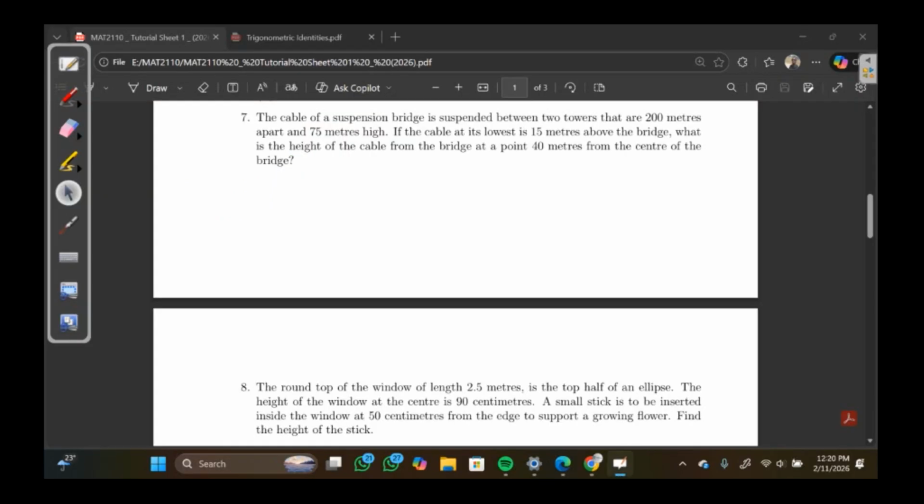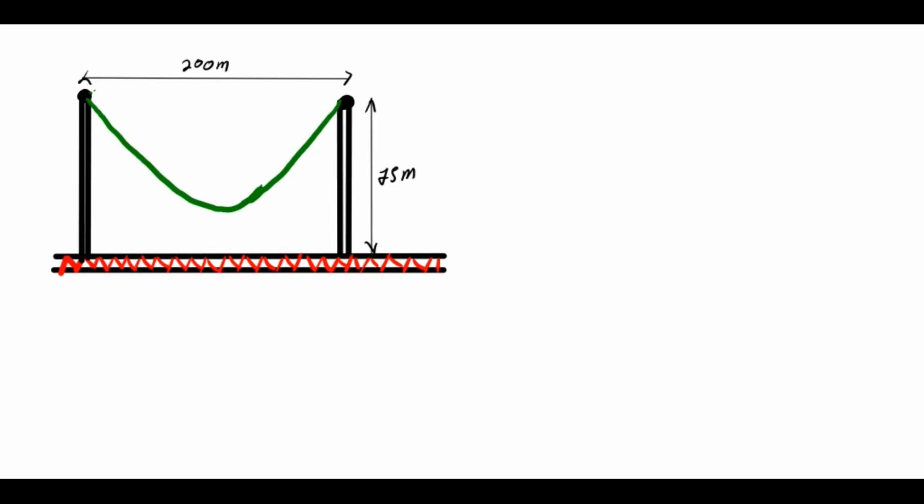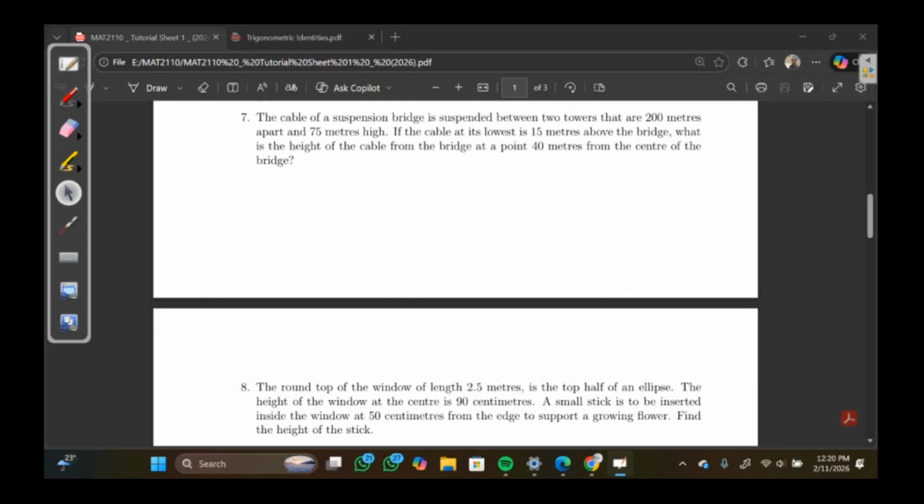Then we are told again that there is some distance, 15. They say the cable at its lowest is 15 meters above the bridge, so its lowest point is somewhere here. It's more like the turning point, the vertex, because we're obviously going to consider a parabola here. So that small distance that we have there is 15 meters.